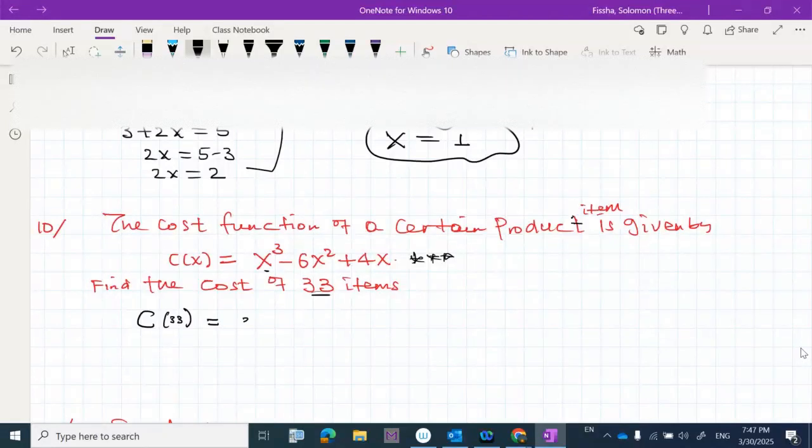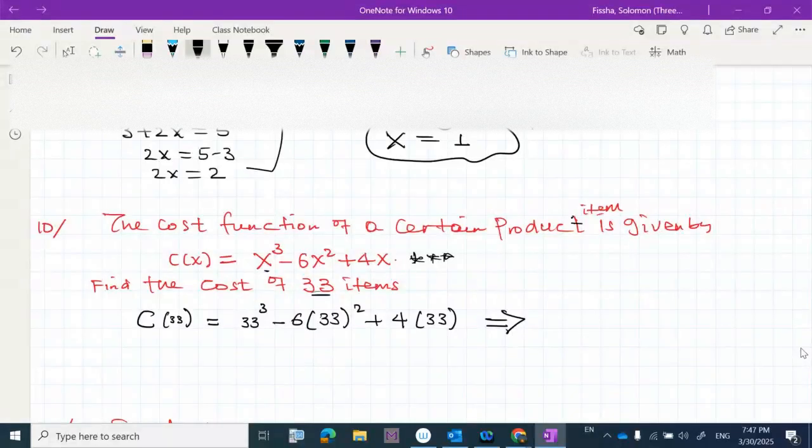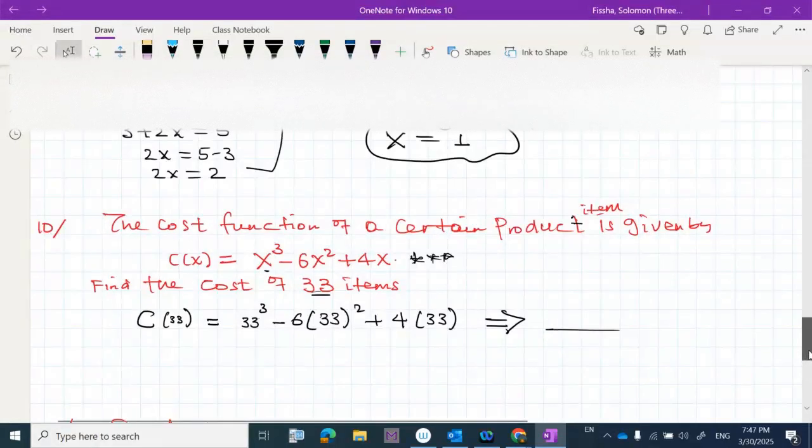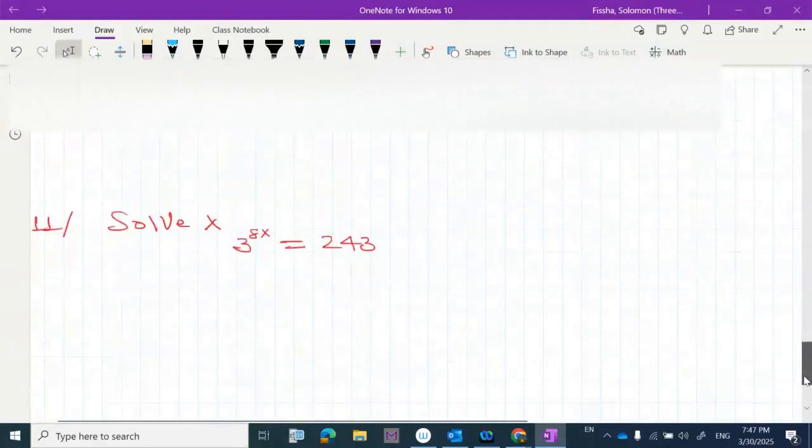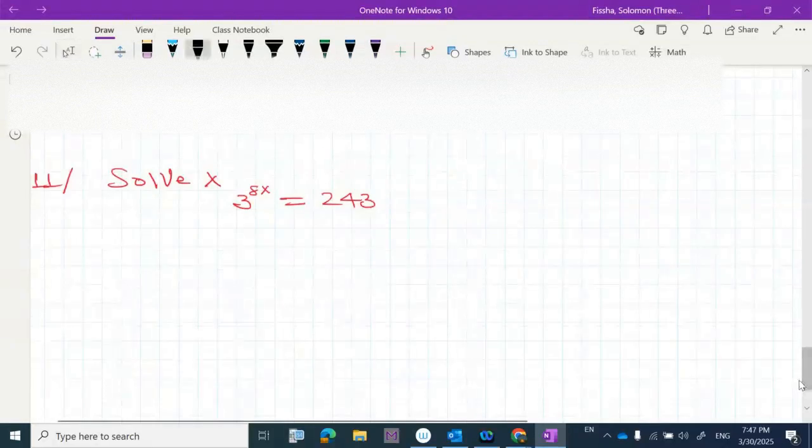So C of 33 equals 33 to the power of 3, minus 6 times 33 squared, plus 4 times 33. All you have to do now is use the calculator. This is just multiplication. Like the previous question, I'm going to leave this for you. 33 times 33 times 33 is going to be a number. Everything is a number; there is no difficulty in this one. Just tell me the answer here. Okay, the last question for today is this.